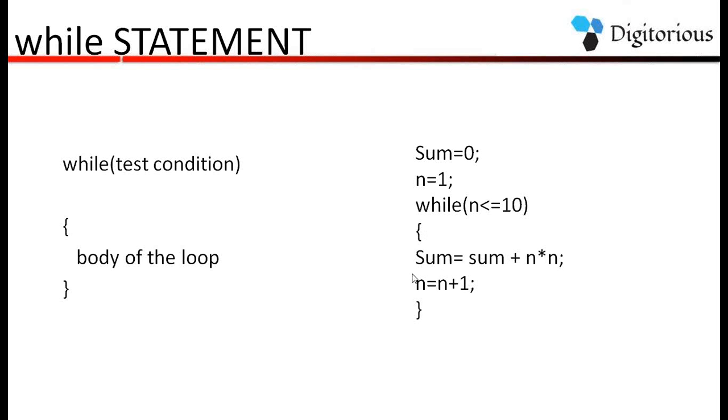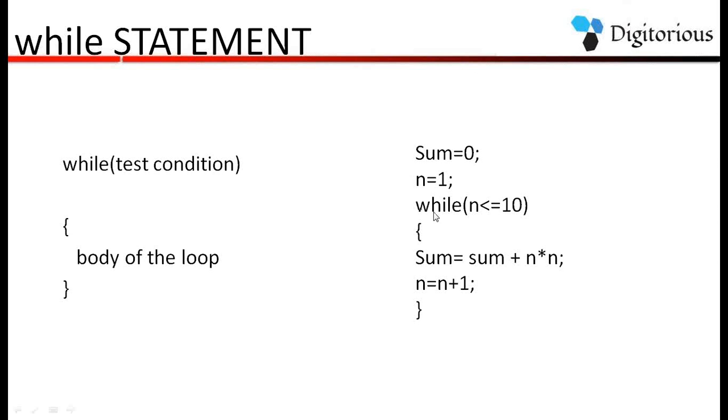Suppose you want to execute the statement sum = sum + n * n a number of times. Suppose you want to execute the statement till the value of n remains less than or equal to 10. Just look at this. We are incrementing the value of n by 1 every time we execute the loop. That means, how will it work?